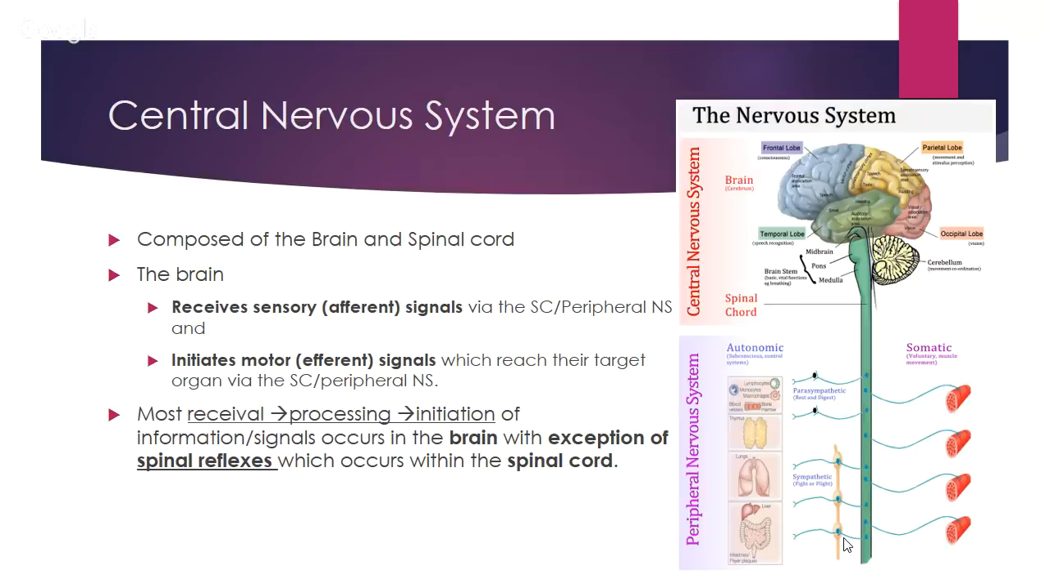Your central nervous system is made of your brain and your spinal cord, and I like to think of it as having three main functions. It receives sensory information from your peripheries, it processes that information, and then it initiates motor signals out to the rest of your body. Your brain does most of the initiation of motor signals, but there is one exception: spinal reflexes, where the whole pathway occurs within the spinal cord and doesn't ascend up to the brain.